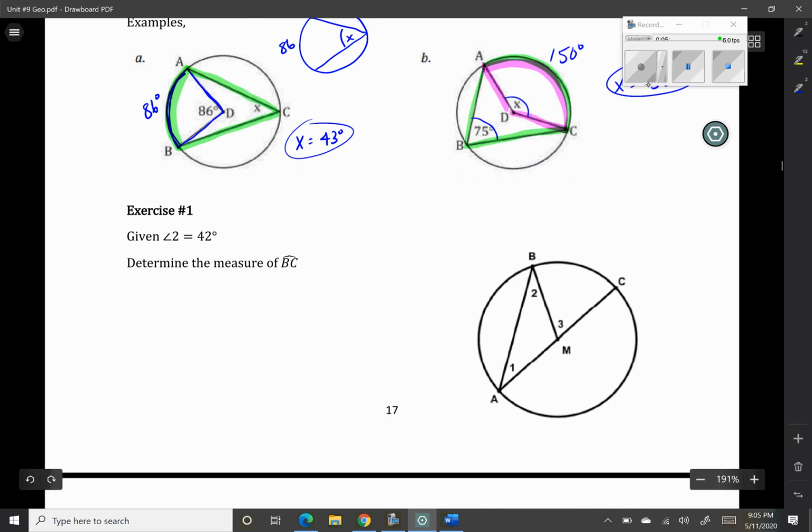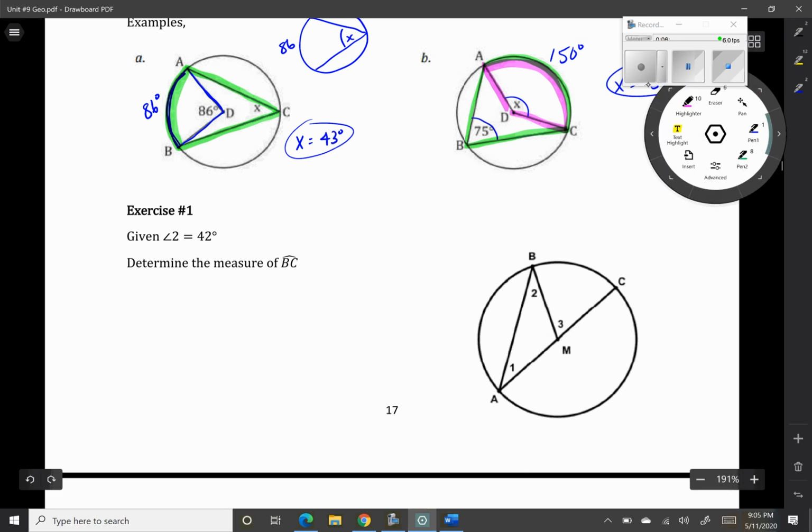Let's take a look at exercise 1. So exercise 1 gives us this angle 2 of 42 degrees, and it wants us to find the measurement of arc BC. Now, I can actually find arc BC without knowing much of anything other than there's a triangle here. So here's my triangle ABM.